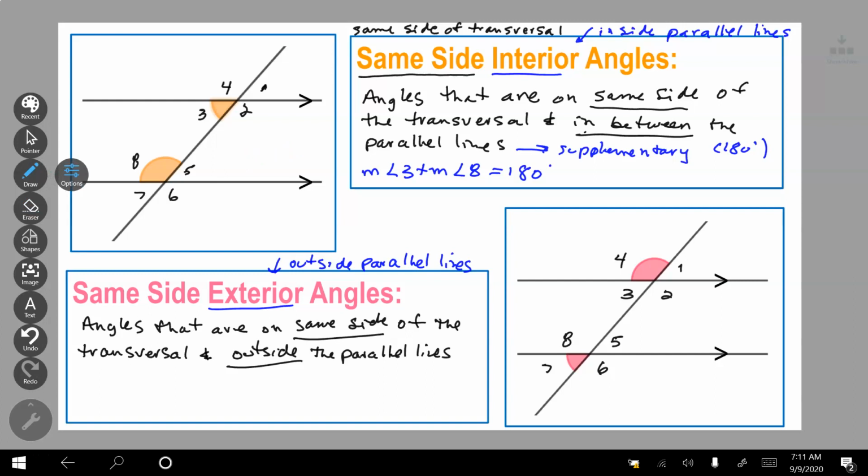Same side exterior angles are very similar. They're on the same side of the transversal, but they're outside the parallel lines. They're also supplementary. So these in pink, angle 4 and angle 7, are on the same side of the transversal, but outside the parallel lines. So the measure of angle 4 plus the measure of angle 7 is also 180 degrees. And I can say the same thing for 1 and 6. They're on the same side of the transversal, and they're outside the parallel lines.